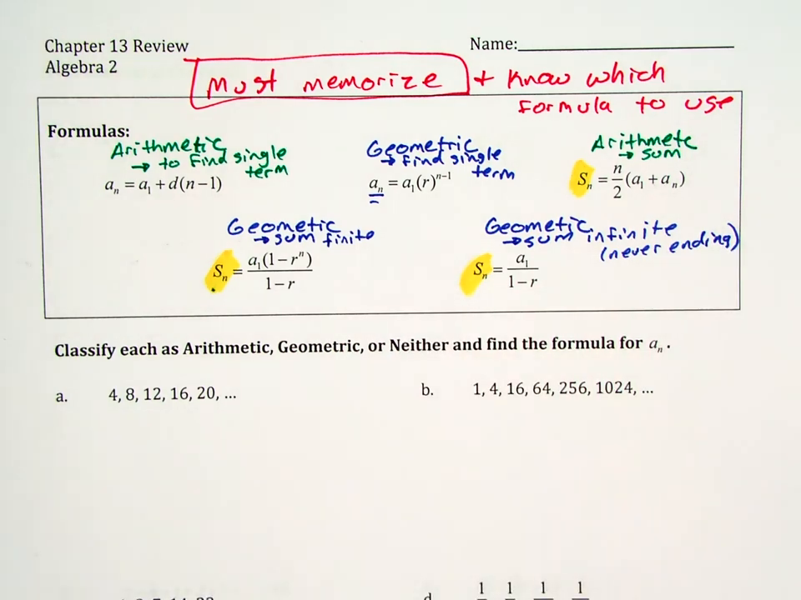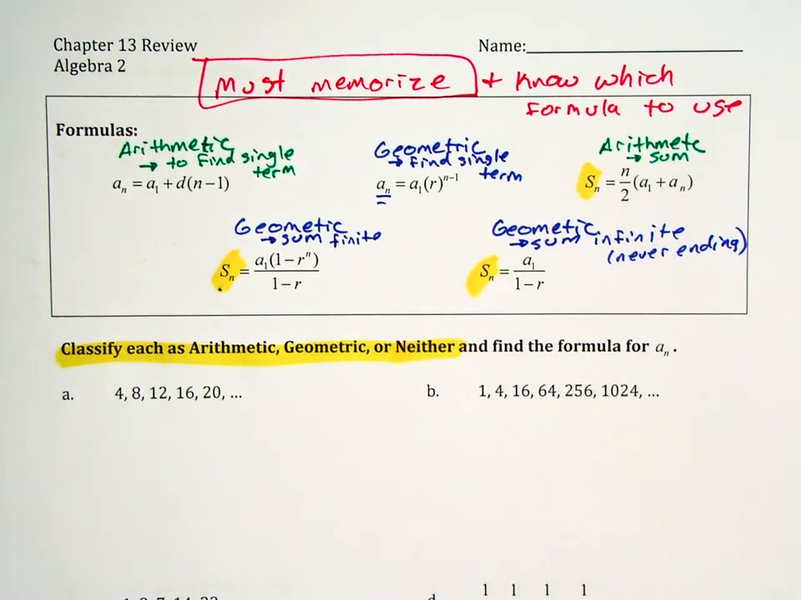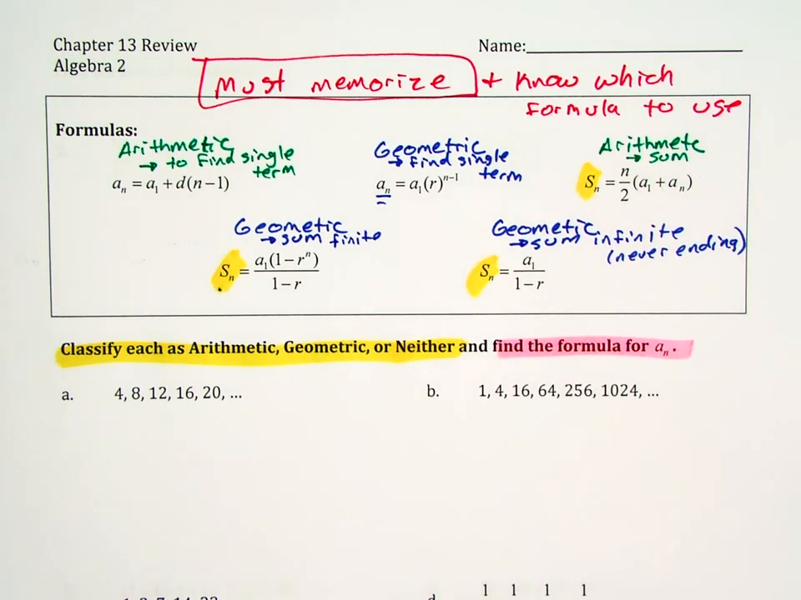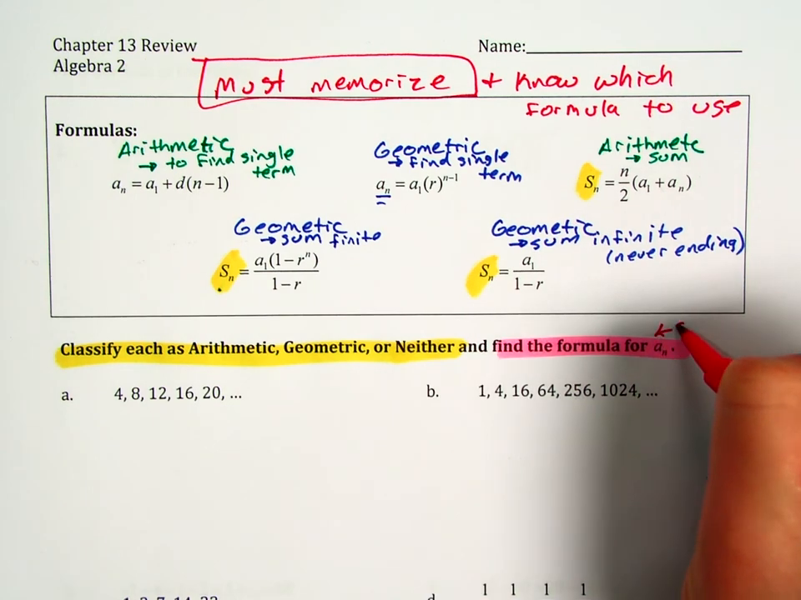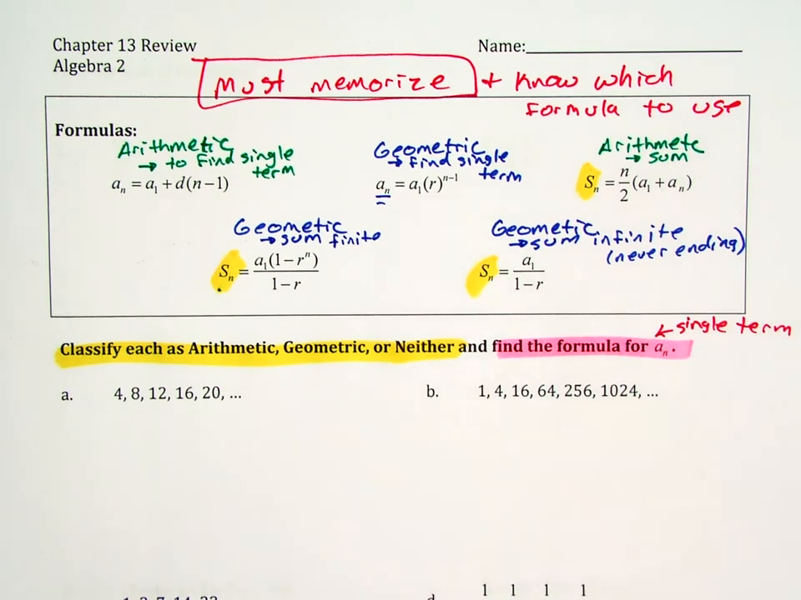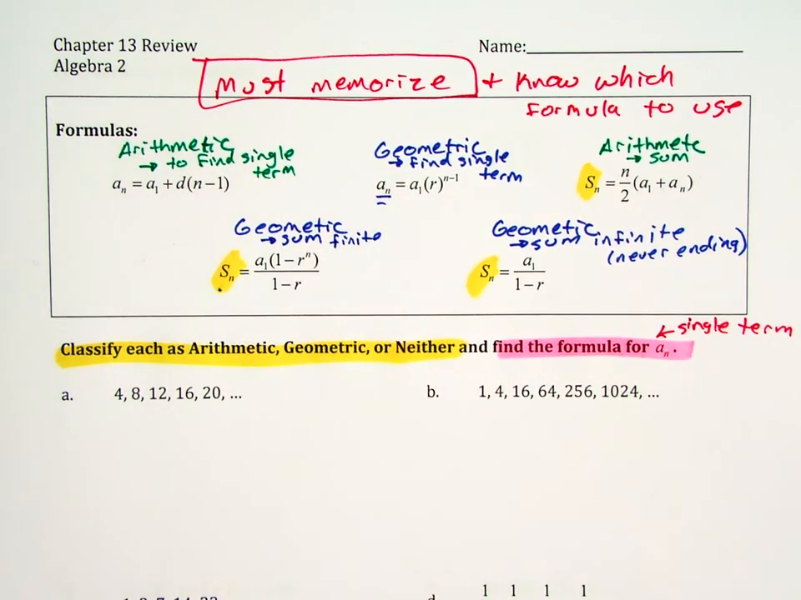So looking at the bottom, it says classify each as arithmetic, geometric, or neither. And then there's a second step saying to find the formula for A sub n. So if we're trying to find the formula for A sub n, this is for a single term. So we don't even have to worry about the sums in this one. All we care about are these two, because these are the ones that help us find a single term. Okay, so identifying if it's arithmetic or geometric.